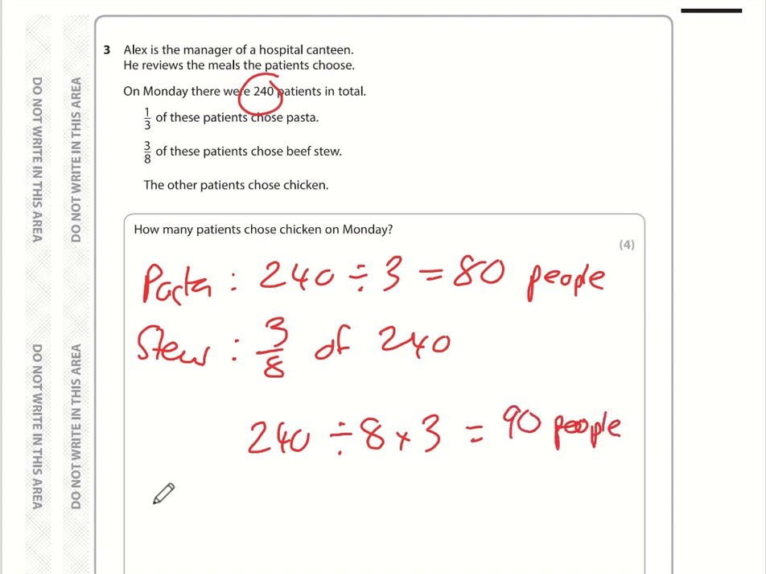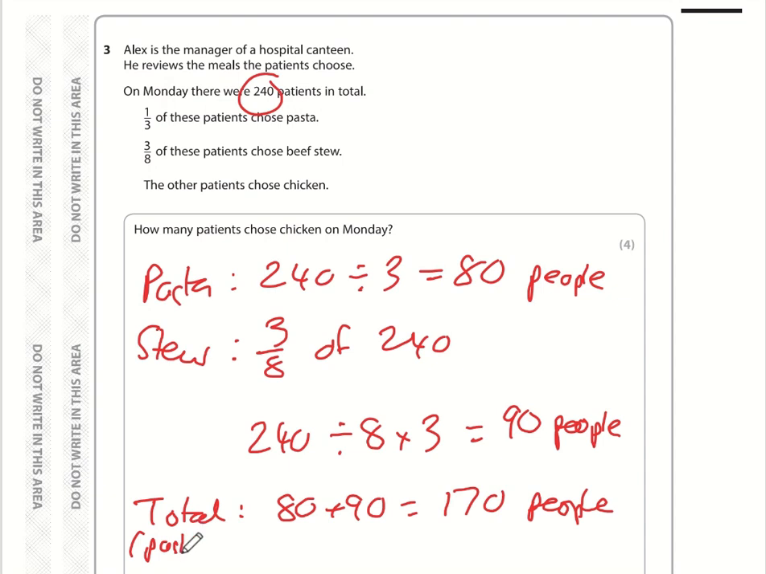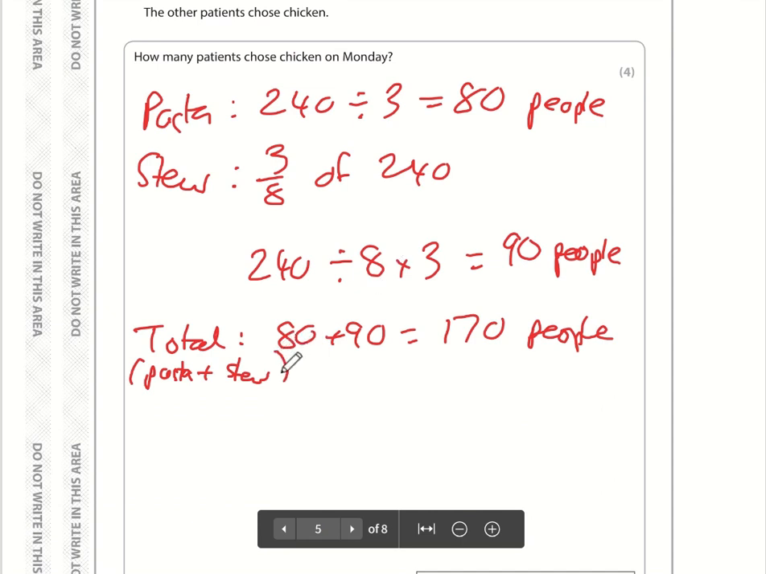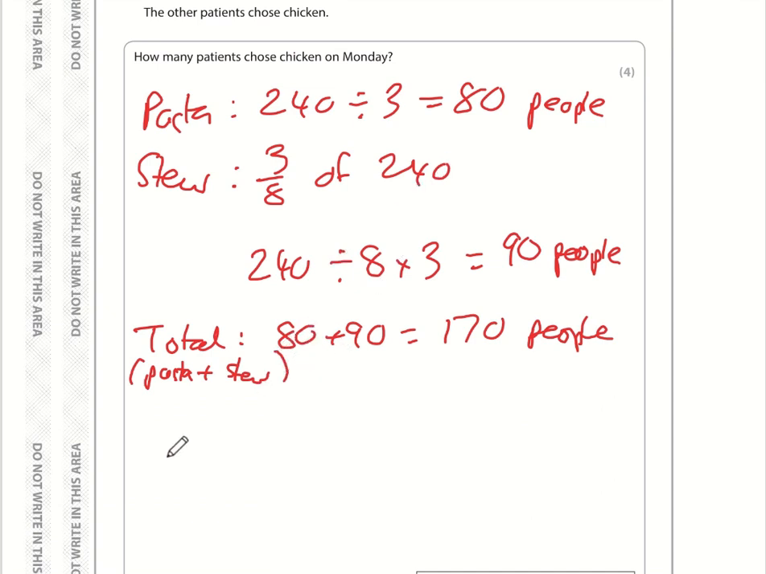So let's just work out a total so far, so that's going to be 80 plus 90, which is 170 people. I should clarify that's just the total of pasta and stew. And we've been told that the rest have chicken, so therefore chicken is going to be the total number of people, take away the 170, and that is therefore 70 people choosing chicken.